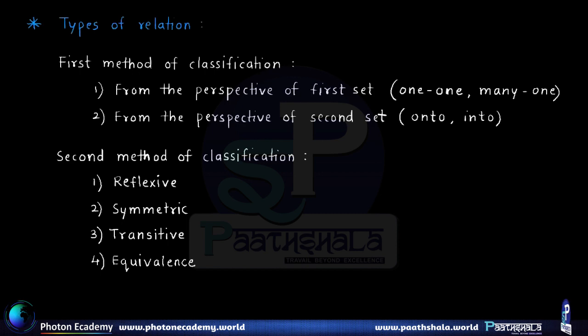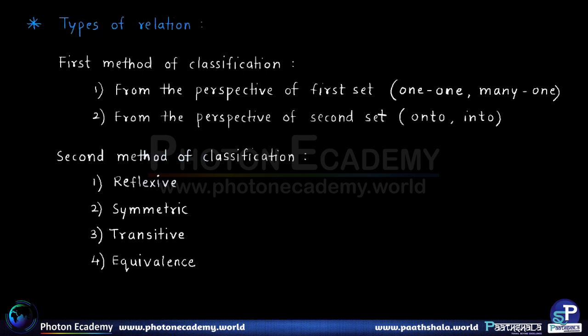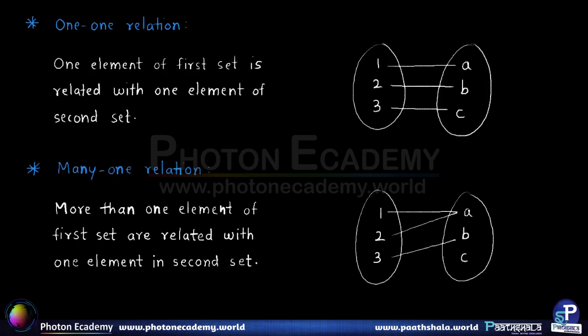And in the second method of classifying we can have the four types of relations as mentioned here, that is reflexive, symmetric, transitive and equivalence. So let us go into the details of all these types. We'll first see the first method of classification, and in that from the perspective of first set.